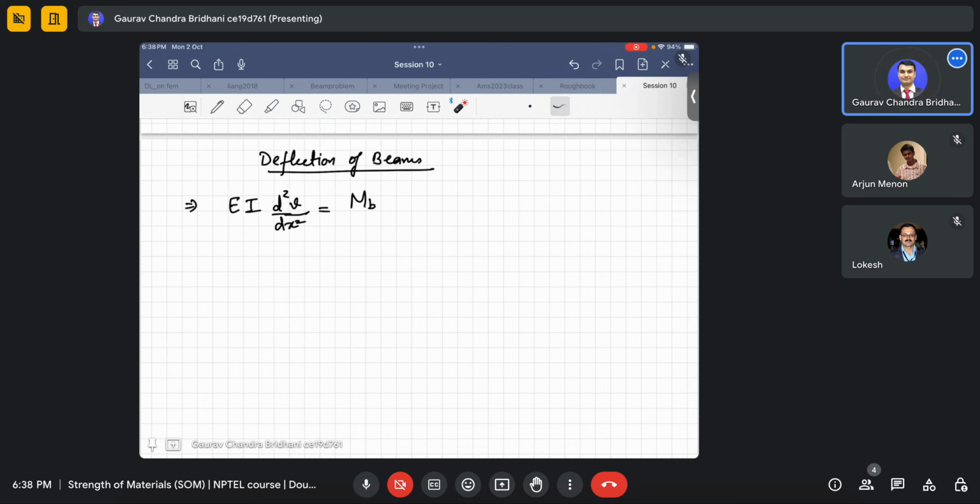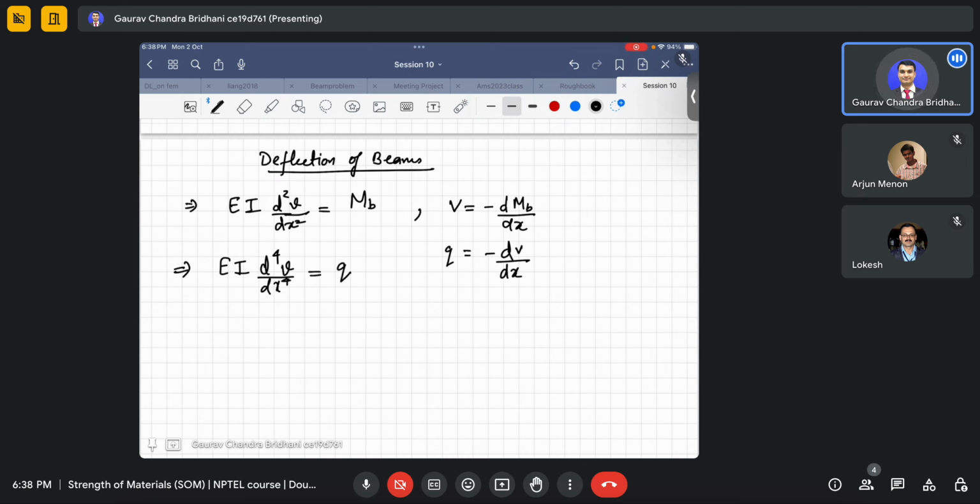Okay, so we saw this. And then we had the expression that V is nothing but minus of dMB by dx, and Q is nothing but minus of dV by dx. So if we differentiate and substitute, we will get d power 4 V by dx power 4 is equals to Q, in terms of loading.